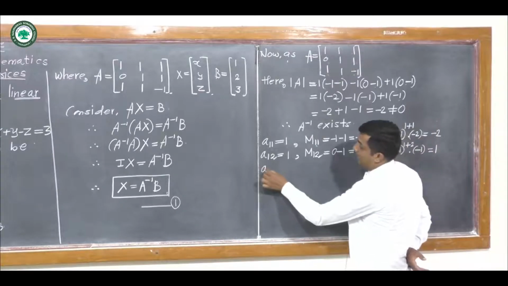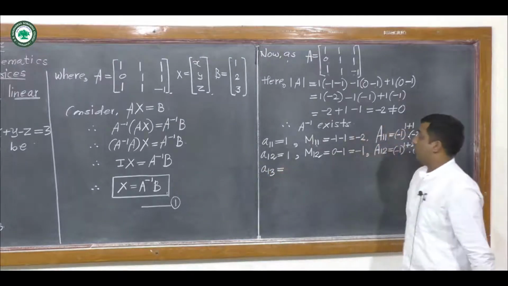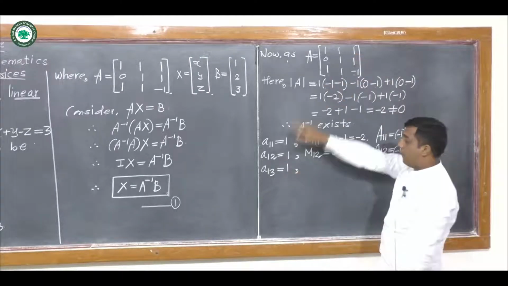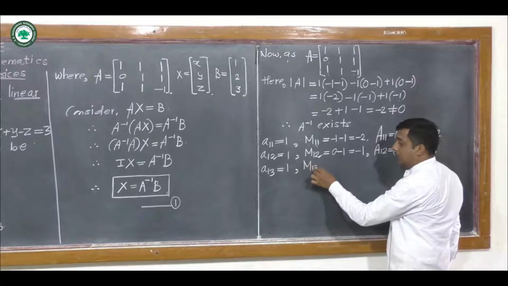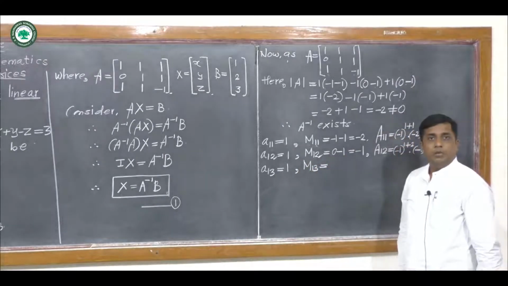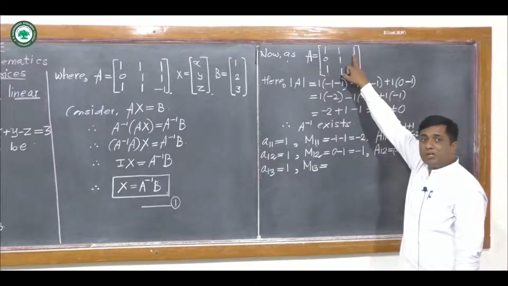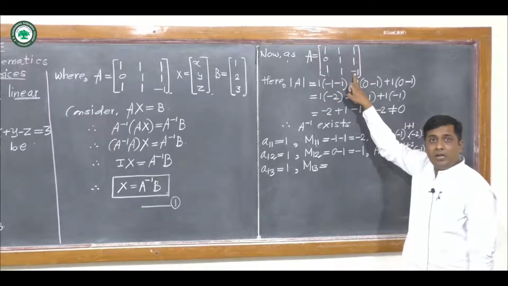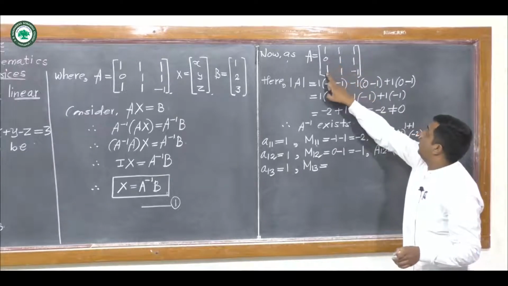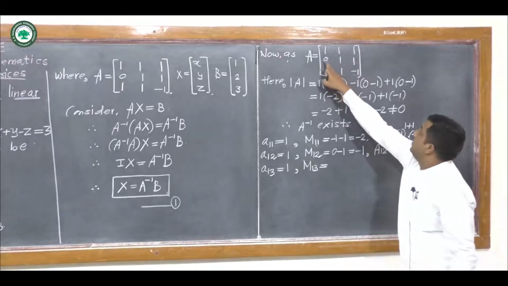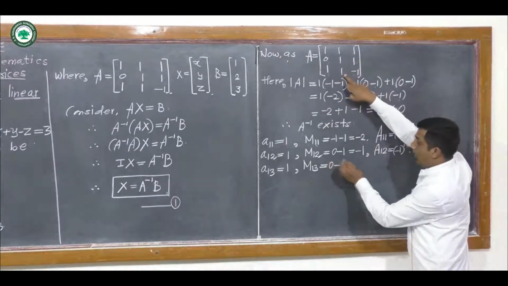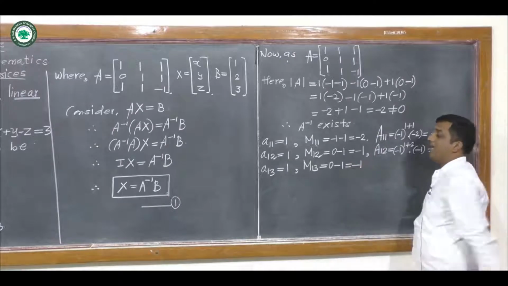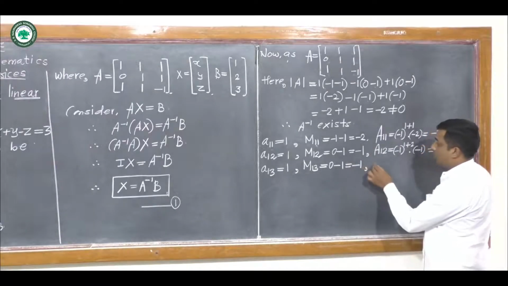Next, the element A13 is 1. We know the minor of this element is M13, and everyone knows A13 is in the first row and third column, so we delete the first row and third column and we consider the remaining elements, that is 0 1 1 1, for the calculation. Here 0 into 1 is 0 with minus sign, 1 into 1 is 1 and is equal to minus 1. Now we find its cofactor.